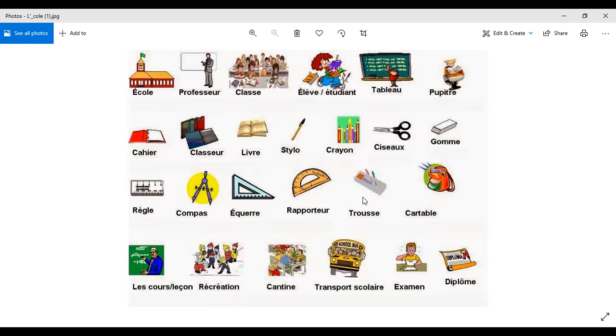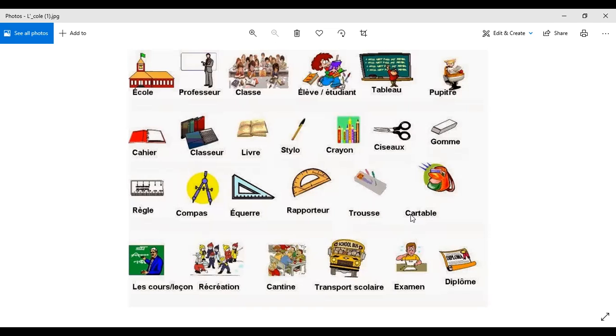Elle a une trousse. Well done. Once you learn a language, always try to speak louder because it's very necessary for everyone to listen properly, especially teachers, so she or he can correct you easily. J'ai une trousse. I have a pouch. Okay.